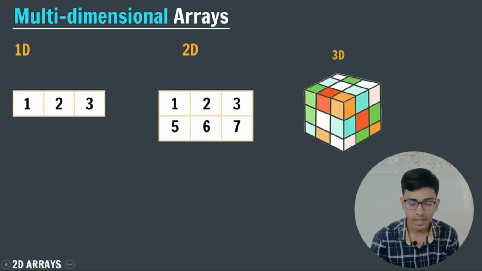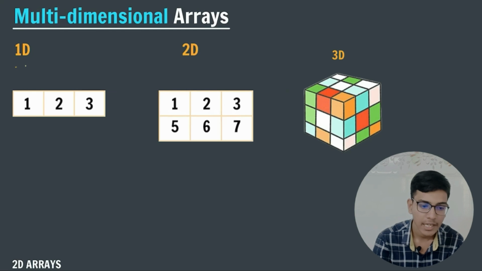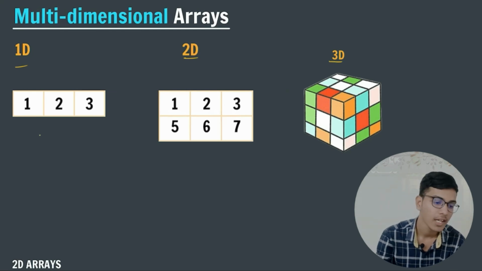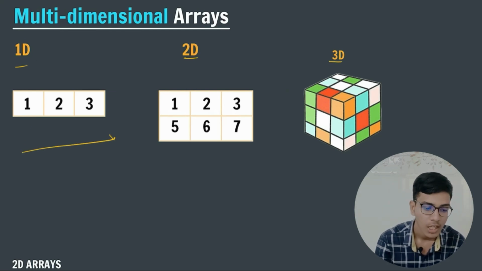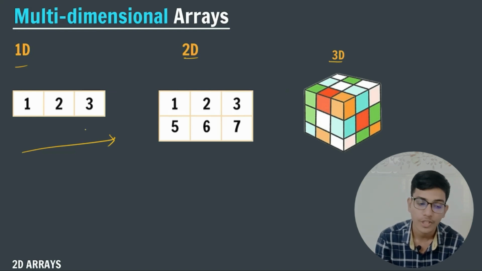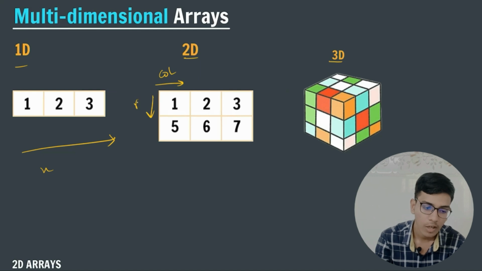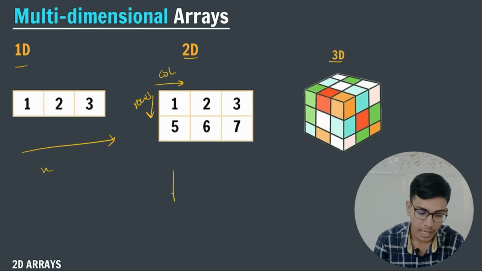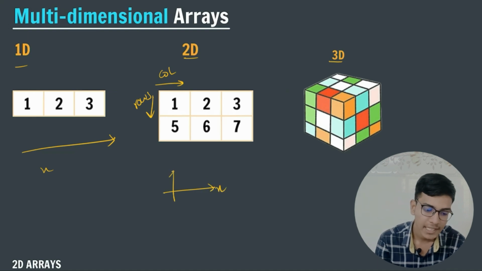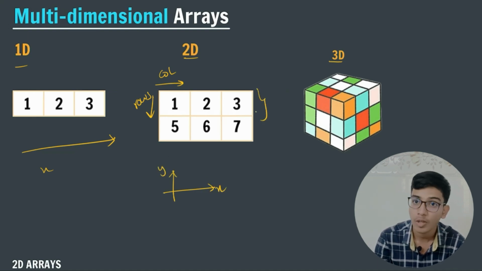Similarly in programming, we have one-dimensional arrays, two-dimensional arrays, and three-dimensional arrays. One-dimensional arrays are nothing but similar elements stored in continuous memory allocation, and they are in one axis. Whereas when columns and rows come into play, this is known as a two-dimensional array. Here we have two dimensions, the x-axis and the y-axis. You can imagine this in the form of a matrix.